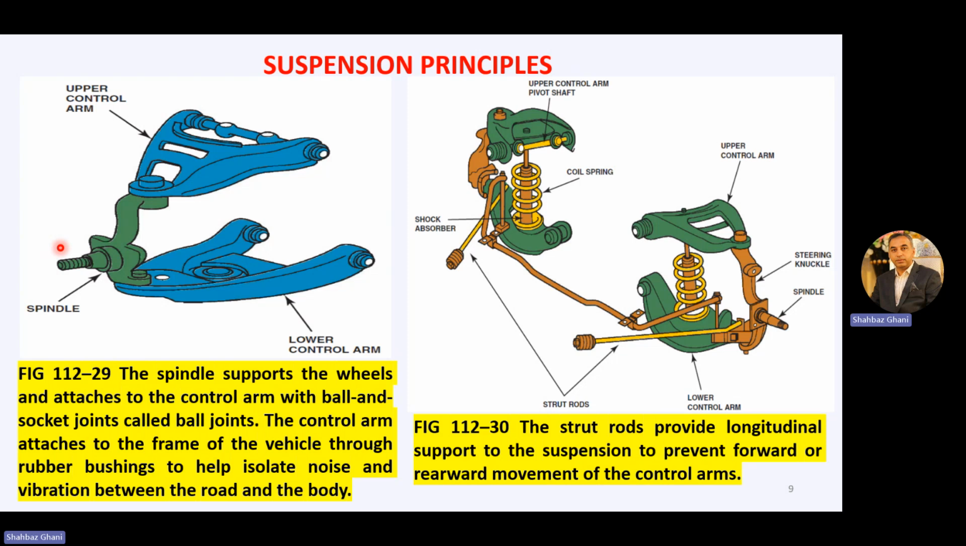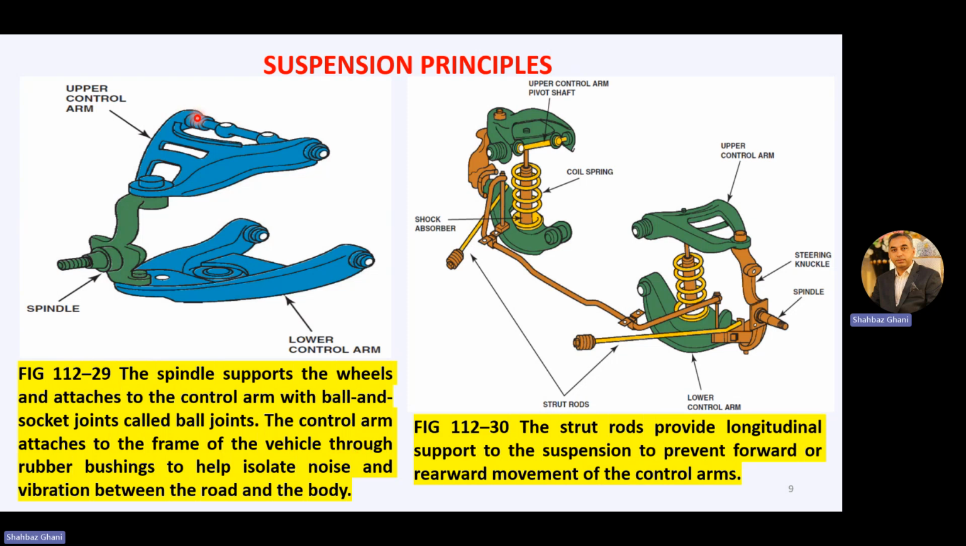So your wheel is here. This spindle supports the wheel and it's attached to the control arms with a ball and socket joint called a ball joint. So this spindle, which is part of the steering knuckle, is attached to the upper control arm and the lower control arm with the help of ball and socket joints here at this position. The control arms are attached to the frame of the vehicle through rubber bushings.